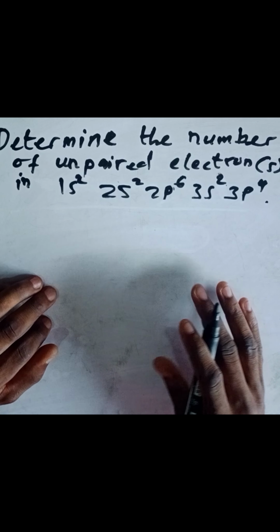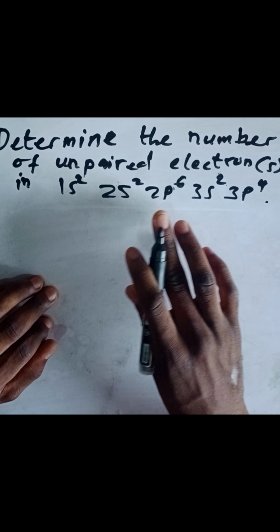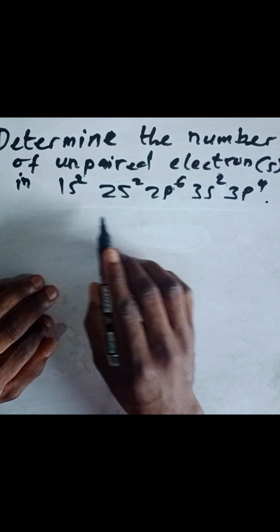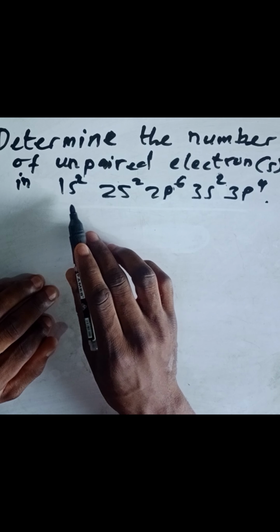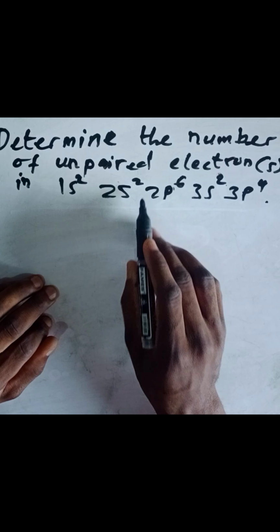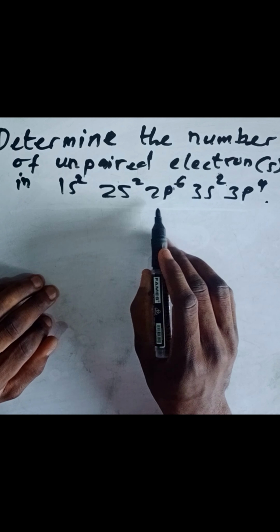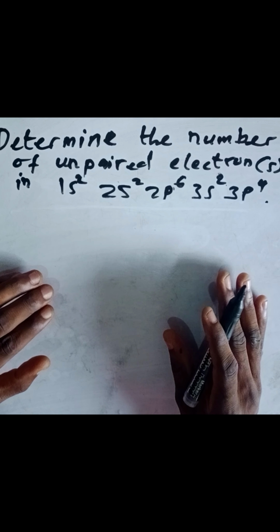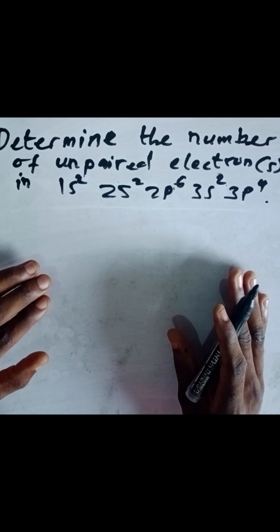Here we have been asked to determine the number of unpaired electrons in this particular species with electronic configuration of 1s2, 2s2, 2p6, 3s2, and lastly 3p4. Alright, so how are we going to do this? Basically we are going to rewrite this sub-level notation into orbital notation so that we have a visualized picture of the electrons.